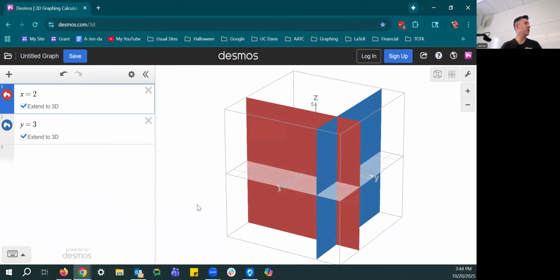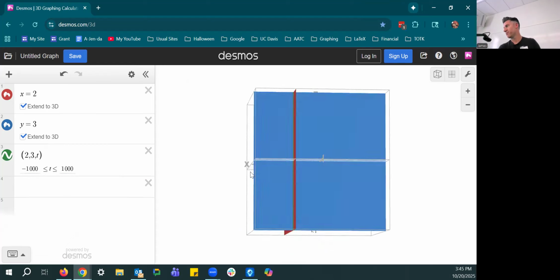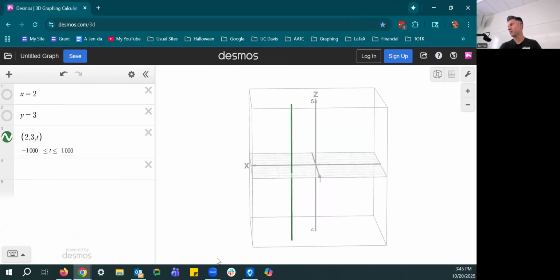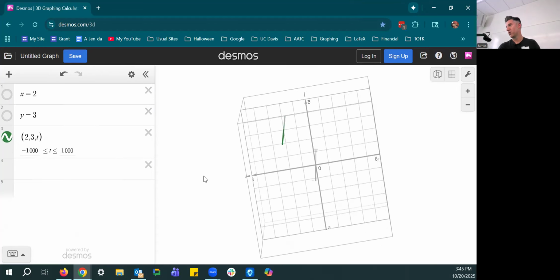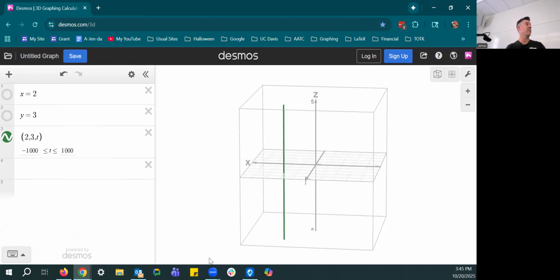How do you draw that line? Good question. I think by doing this: 2, 3, t, and then you let t be anything you want. Is it there? Oh, yep, there it is. There's my line. So drawing lines in 3-dimensional space on Desmos, you really have to know how to draw it as a vector because there's not really a better way to draw it or write it. Neat.